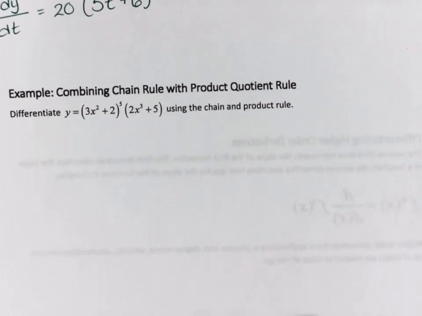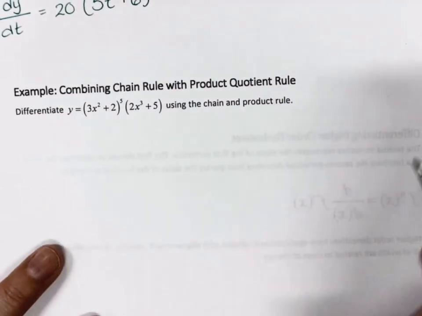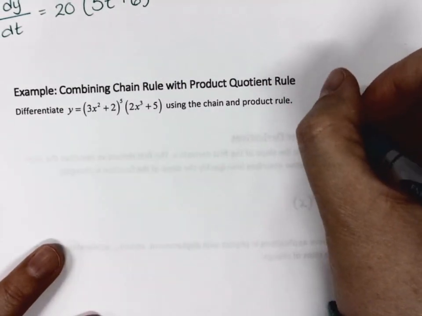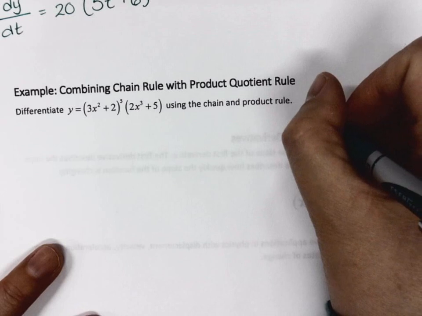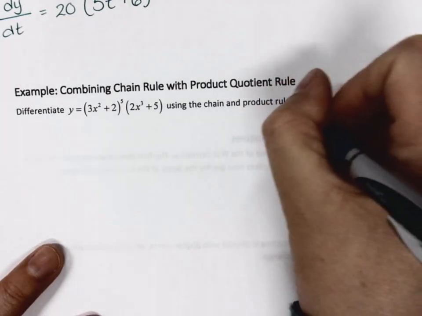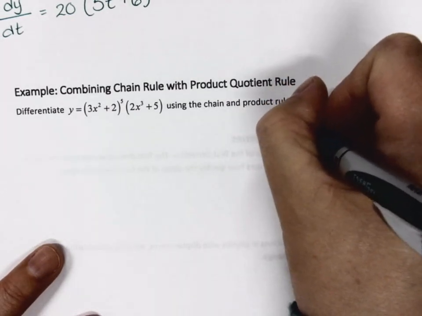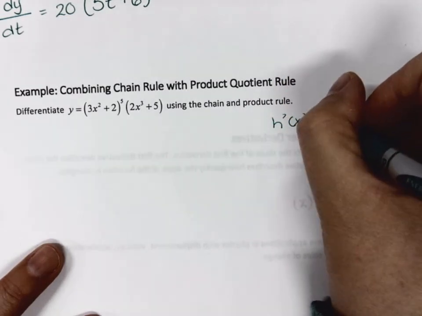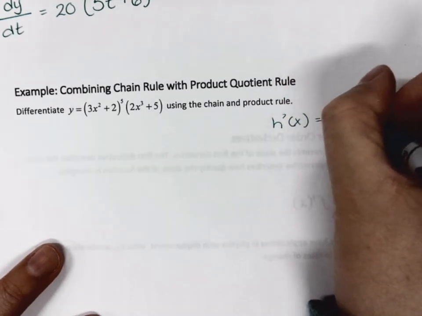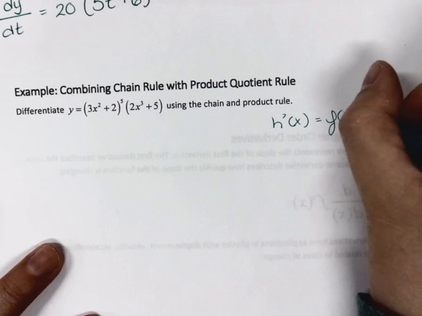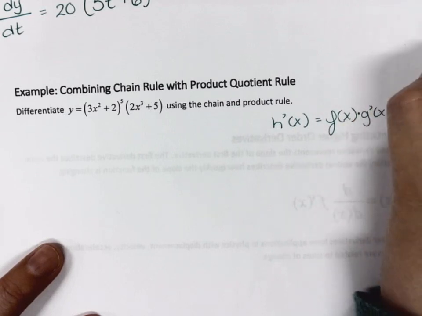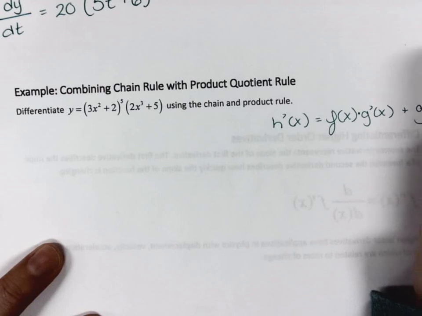Okay, so now we're applying the chain rule with the product quotient rule. So we're layering on the stuff that we know. Okay, so we would use the product rule here first. So what is the product rule? Anybody remember? No? It would be on your sheet as well. f of x times g prime of x plus g of x times f prime of x.